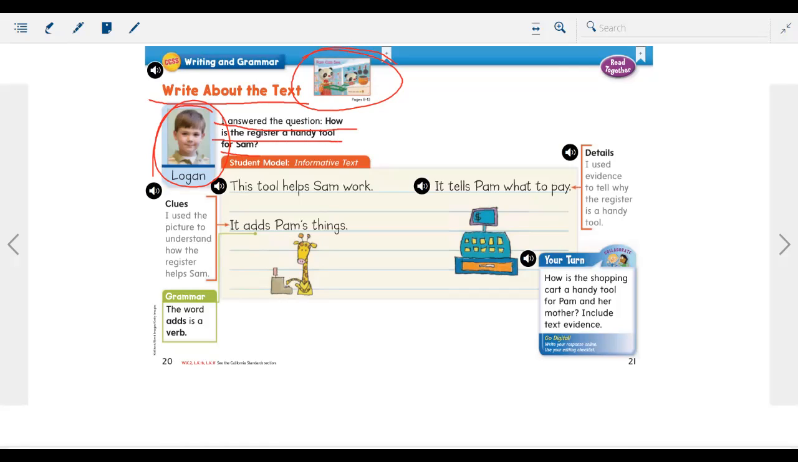First, we need to understand that question. So the prompt is asking what the register does for Sam. So you need to use text evidence for your response. So let's go back and look at this story about Pam can see so we can get some clues, okay?